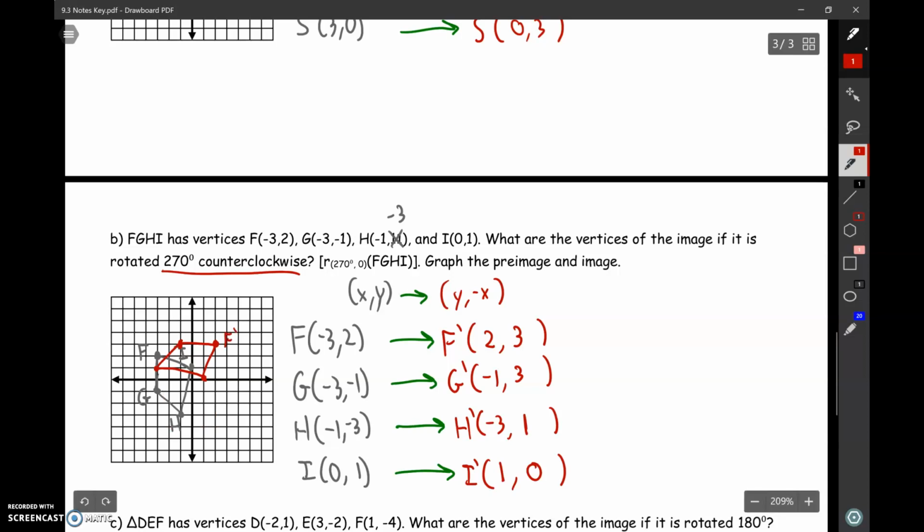Let me just add in the labels here as well, just so that it's a little bit less confusing. F prime, G prime, H prime, and then I prime. You do want to make sure which coordinate is which, because if I asked, like on this figure, where did that end up? You want to make sure you're not identifying the wrong vertex there.